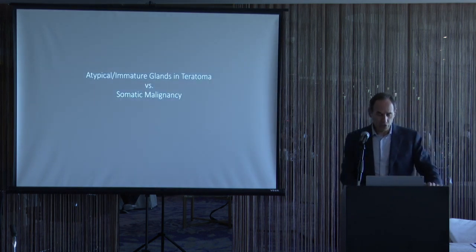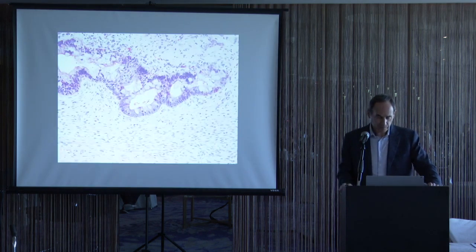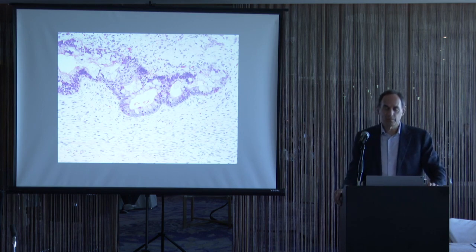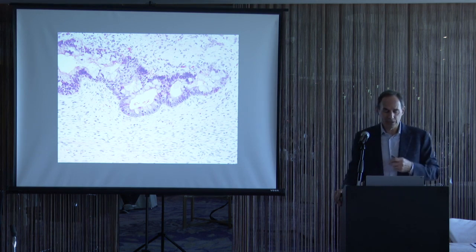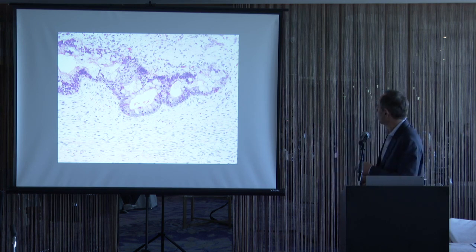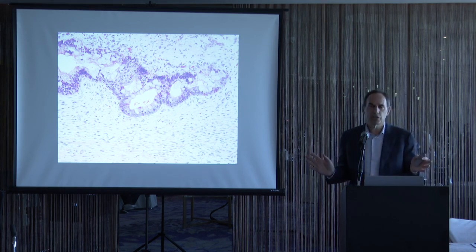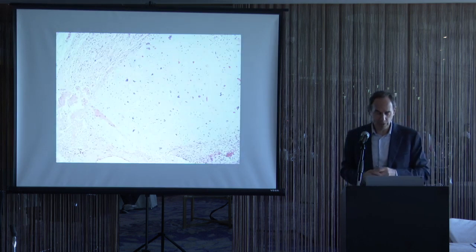Another differential with teratoma is atypical immature glands in a teratoma versus somatic malignancy. It's not uncommon in post-pubertal type teratomas, which are malignant teratomas, to see cytologic malignancy or atypical glands in the teratoma. If this were, for example, in the colon, this would look like colon cancer, or in the lung, it would look like cancer. But if you just see isolated glands that have malignant features in a teratoma, it's just part of the teratoma. You don't mention it. It's still part of post-pubertal teratoma.